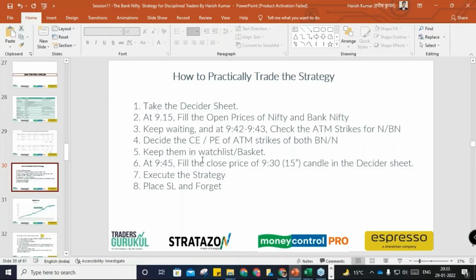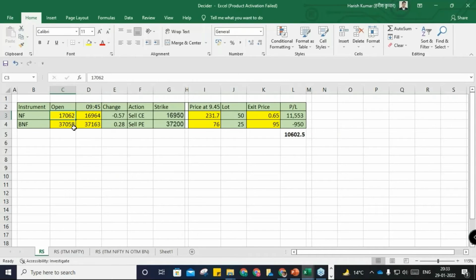At 9:45, you will fill the close price of the 9:30 candle, that is the 15 minute candle, in the decider sheet. Suppose Nifty opens at 17,062 and Bank Nifty opens at 37,058. I'm again telling you that these are not the futures prices, these are the spot prices. At 9:45, suppose the 9:30 candle, the 15 minute candle, closed, and the Nifty 9:30 candle closed at 16,964, and the Bank Nifty 9:30 candle closed at 37,163.